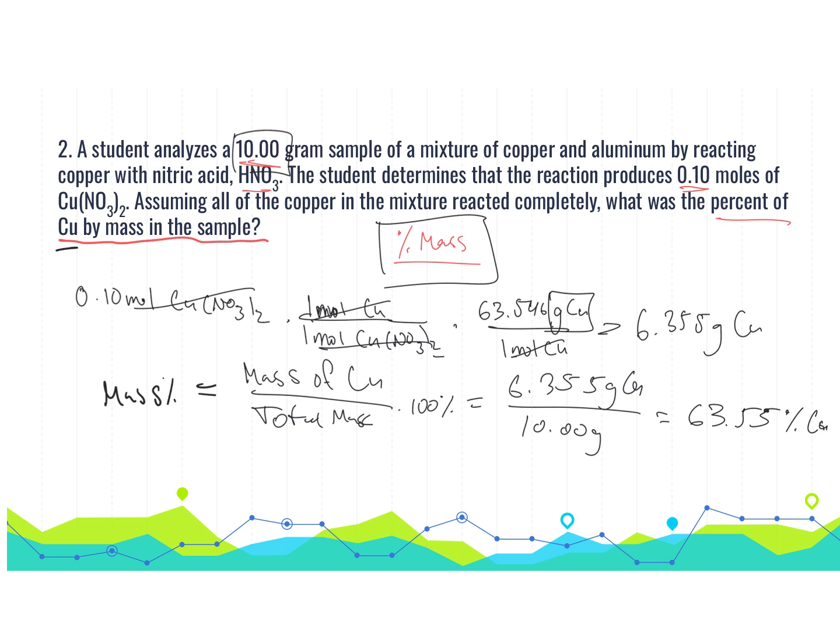Once again, we can't forget our sig figs. Here we have 4 sig figs, but in our number of moles, we only have 2 sig figs. And so this should be rounded to 64% copper. That would be our final answer right there.